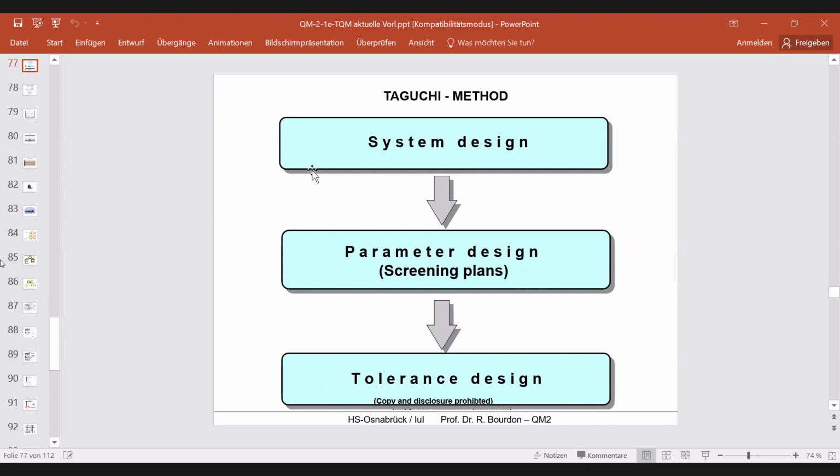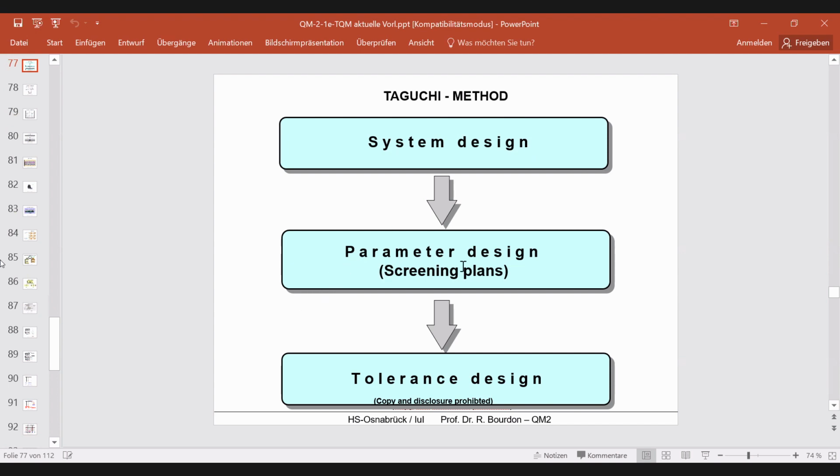What does this mean? System design means you have to define the machine, the material, all the process things. You have to define the process which has to be optimized. This is a thing you have to do in the beginning of every DOE analysis or optimization: system design. So the definition of the process, of the machine, of the tests, of the test equipment, and of the material.